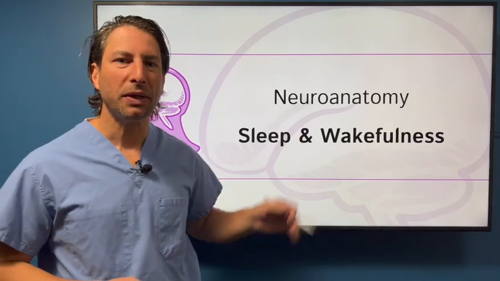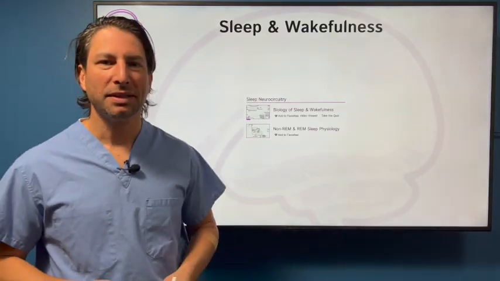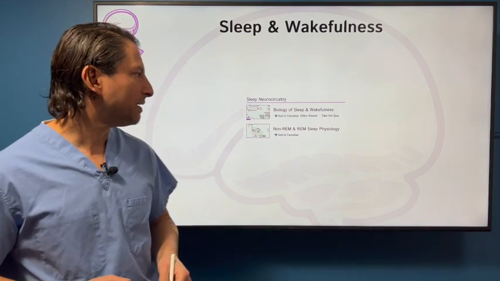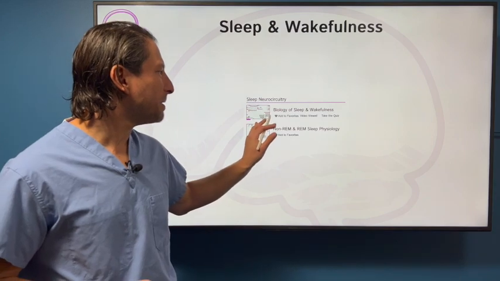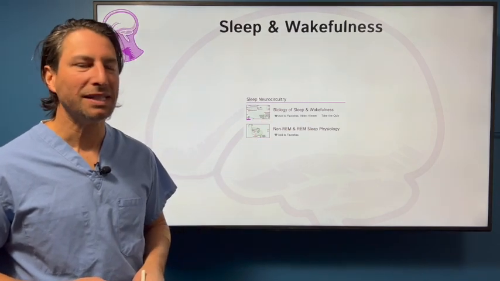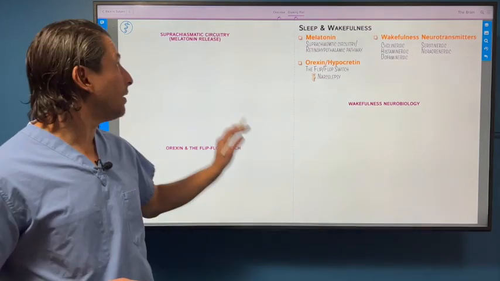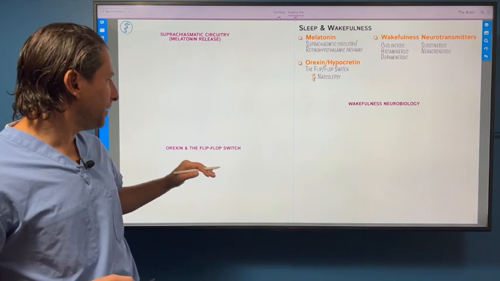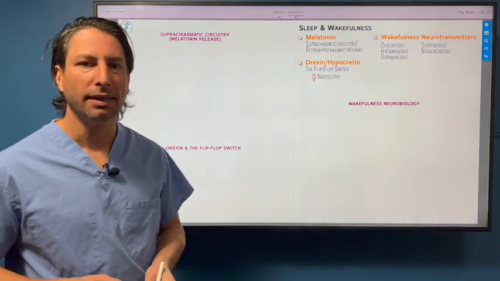So here we're going to run through the neuroanatomy of sleep and wakefulness. I particularly enjoy this topic because I'm sleep medicine fellowship trained in addition to neurology, so I like the underpinnings here. We're going to talk about the biology of sleep and wakefulness, and then non-REM and REM sleep physiology. The different biological topics here are suprachiasmatic circuitry, orexin and the flip-flop switch, and then wakefulness neurobiology.